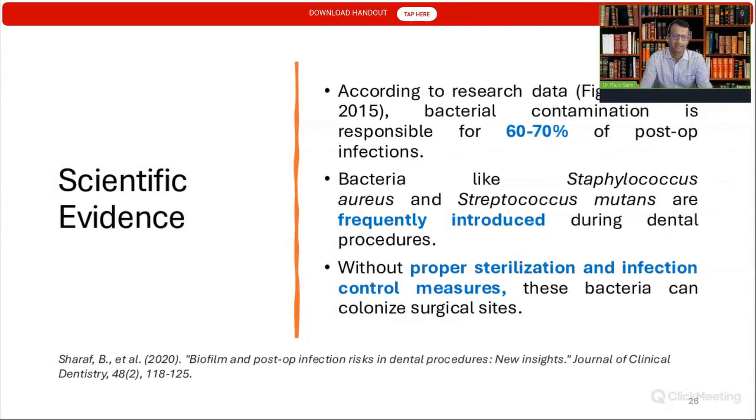So without proper sterilization and infection control measures, and a strong and natural oral hygiene measure to populate the good bacteria, it is very hard to manage the biofilm.